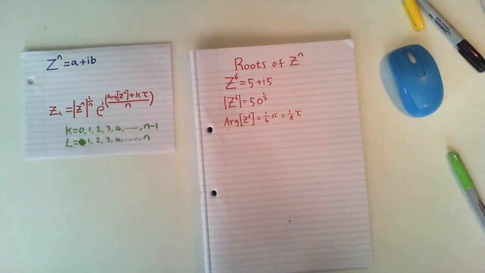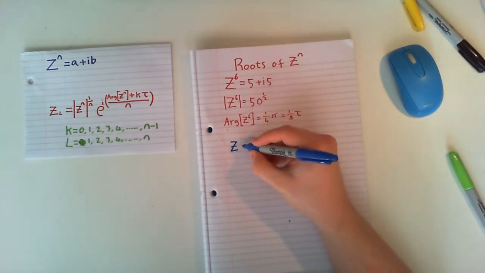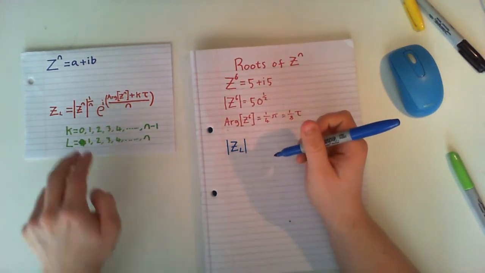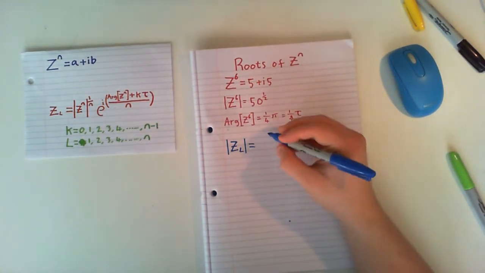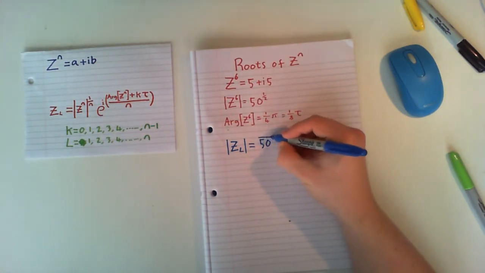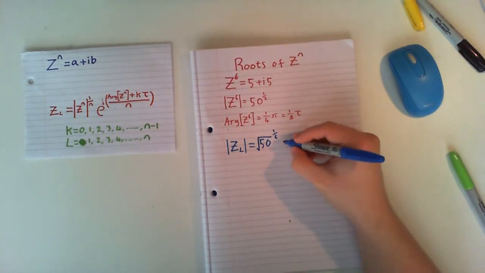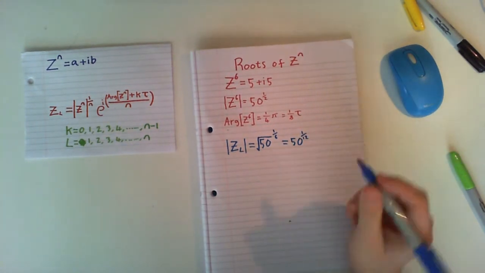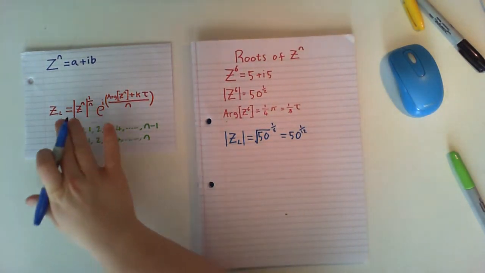So what we can do is we can say then that the magnitude part of our z to the l, which is the bit that's going to always go here, is equal to root 50 all raised to 1 over 6 in this case, which is equal to 50 raised to 1 over 12. So that's that bit dealt with. That's this part, nice and easy.